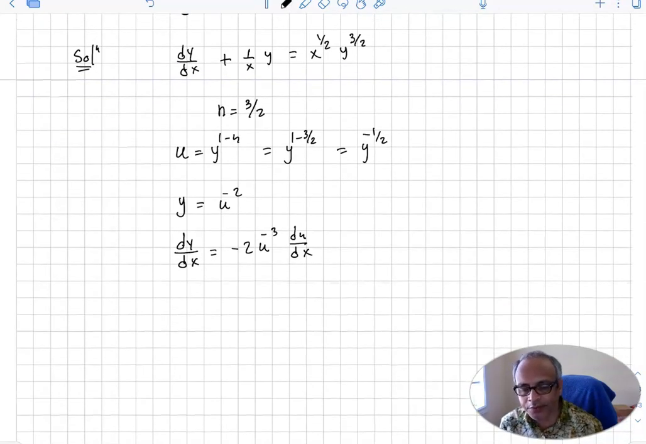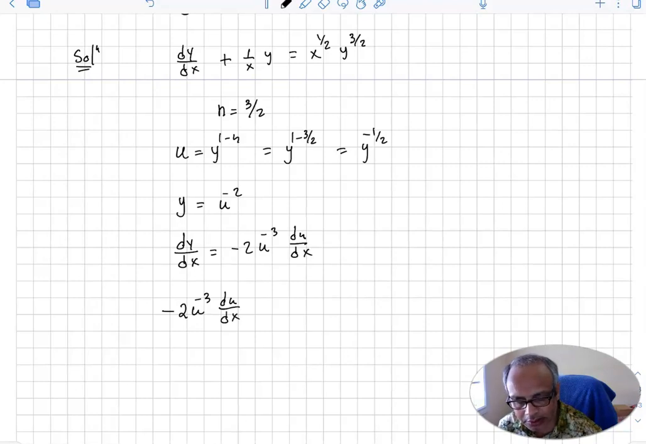Okay, so now you have du/dx. You can go back to the differential equation and convert it in terms of u. On the left-hand side, the first term is negative 2 u to the power negative 3 du/dx for dy/dx, plus 1 by x u. Okay, y is u to the power negative 2.